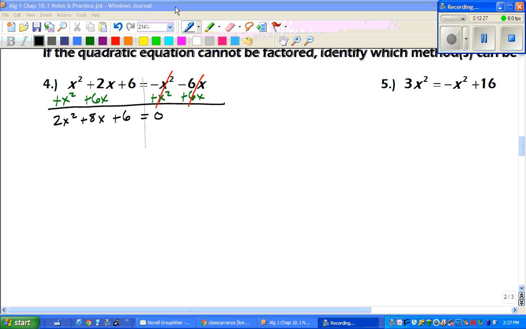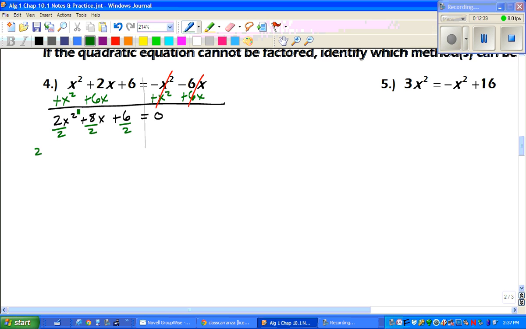And now when we solve this, the first thing we always ask is is there a GCF? And there is. We can take out a 2, and the 2 comes outside. And then we're left with x squared plus 4x plus 3 equals 0. So a equals 1, b equals 4, and c equals 3.